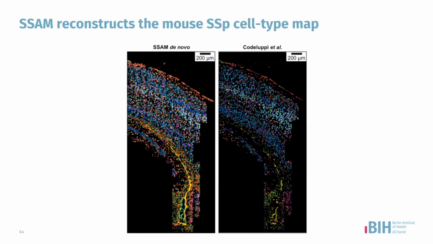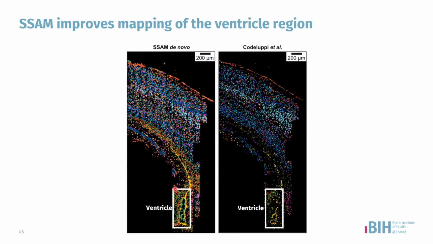When we apply the classification algorithm, you can see that the SAM reconstruction of the tissue is very similar to the original publication. We tend to argue that our reconstruction is much richer. You see a much more dense representation of cells, especially with regards to this region at the bottom, the ventricle, where it's particularly poor in the original publication.